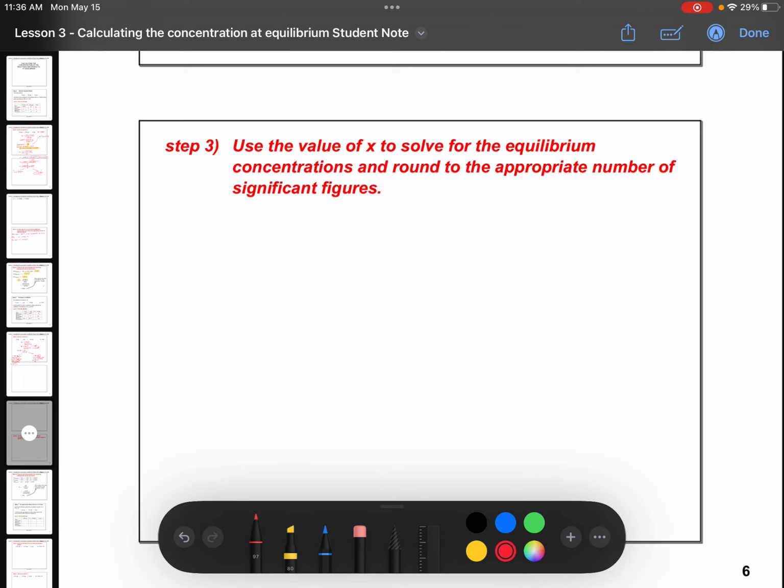So skipping over a few of these slides because it's just extra room. Step 3 says use the value of x that we just found, that 1.58, to solve for the equilibrium concentrations.